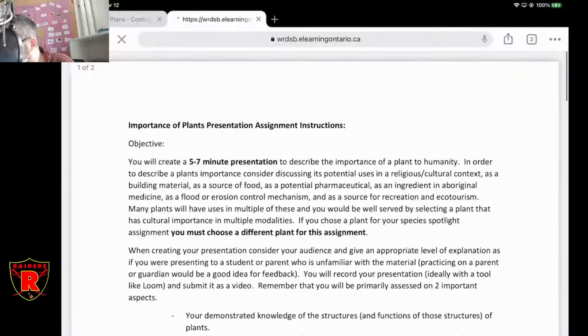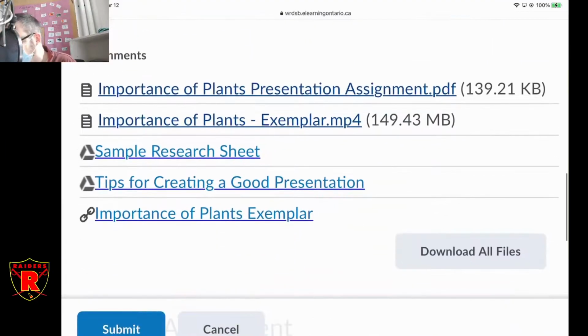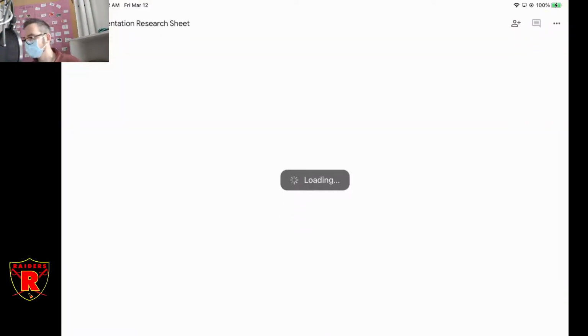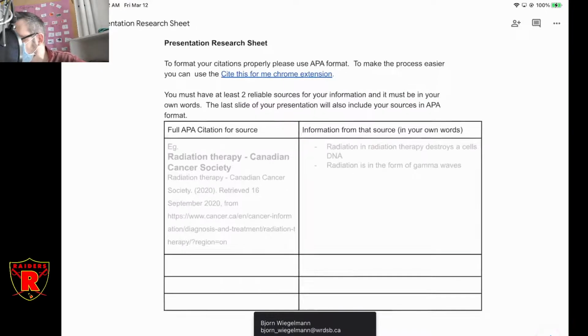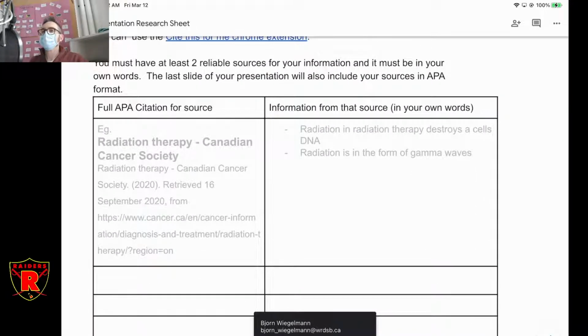There's one other thing I wanted to mention here. Oh, right, the research sheet. You guys did this for your previous project as well. So the research sheet is what you are using to write down all of the stuff that you have learned from researching, okay? You do this before you make your presentation.